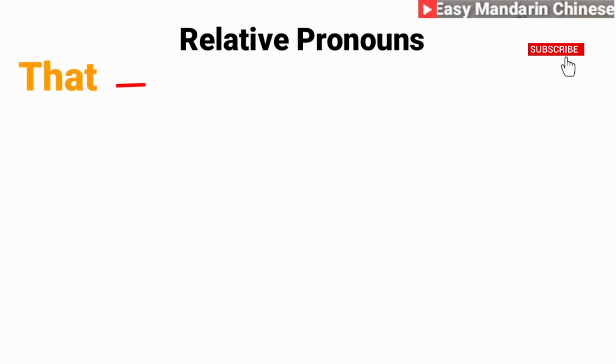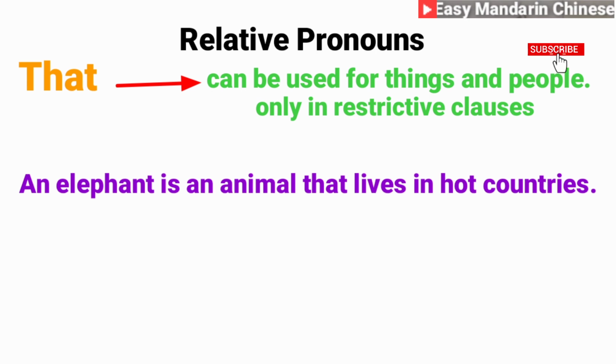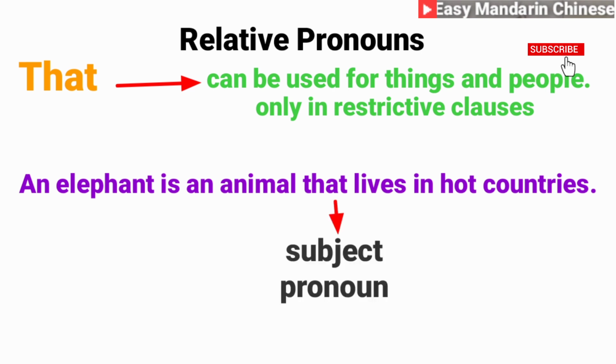That can be used for things and people only in restrictive clauses. Clauses that are essential to the sentence. An elephant is an animal that lives in hot countries. So that here is a subject pronoun. So that plus verb.